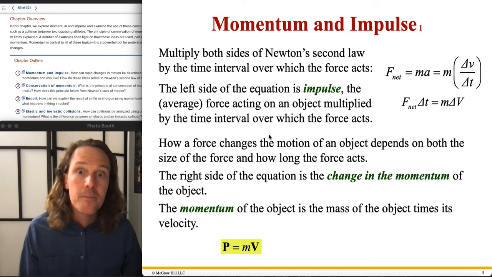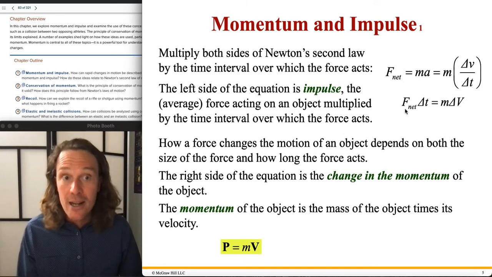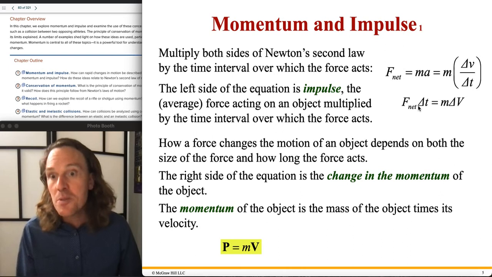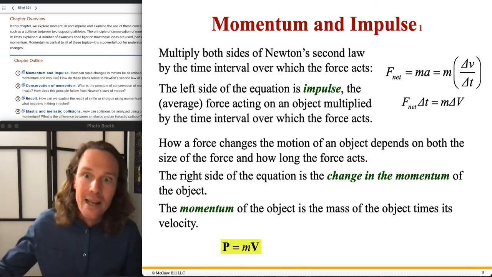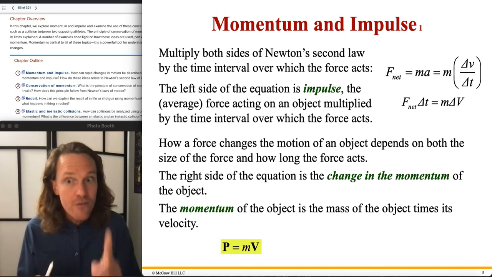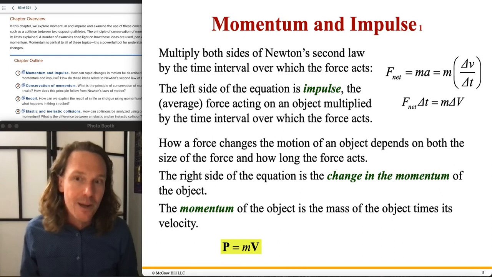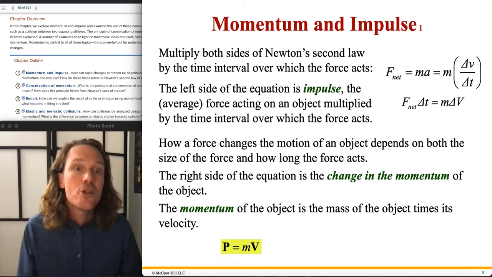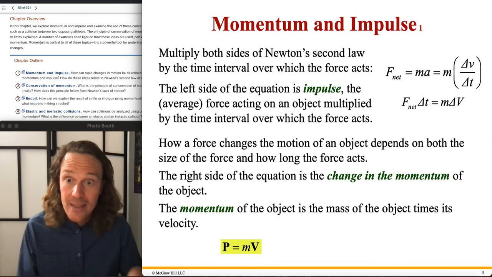What do I mean by that? The left side of the equation is the product of net force. I kept saying force, but it's net force, because just like when we use the work-energy law, it's net work. With Newton's second law, it's important to remember it's not just one force, it's the total sum of forces acting on whatever object you're paying attention to, maybe the ball. So it's net force times delta T. That whole product is called impulse.